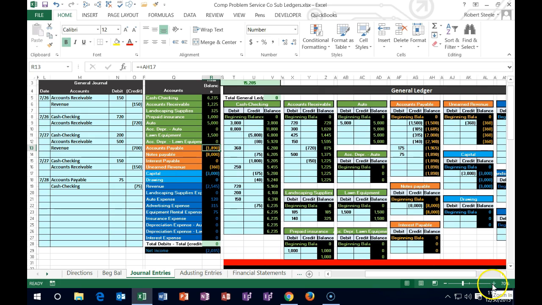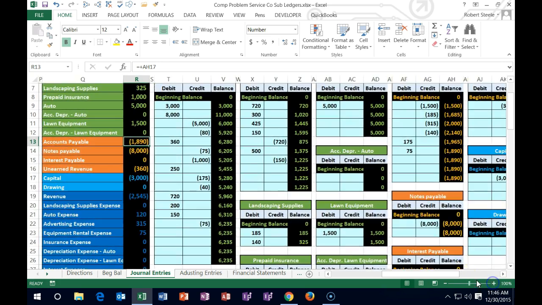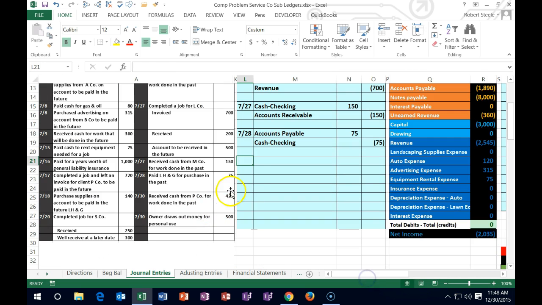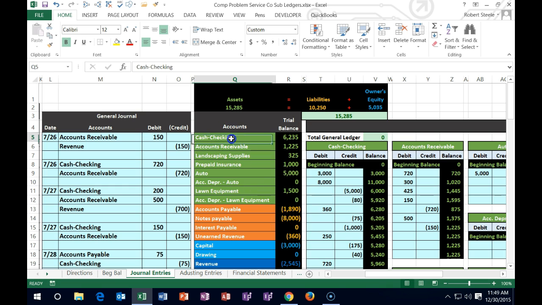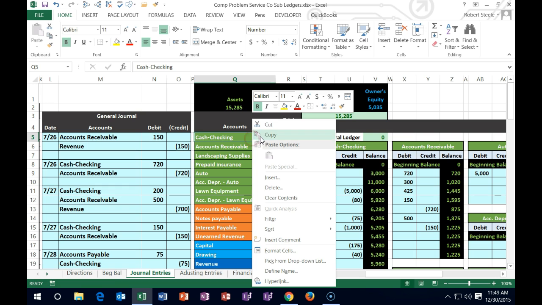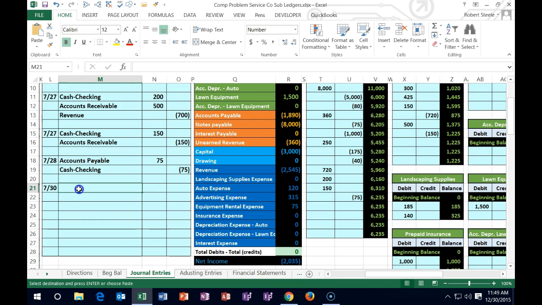All right, let's make this large again. Back up to 100. Next transaction is on 730, and it says we received cash from P company for work done in the past. All right, so is cash affected? Yeah, we received cash. Cash is a debit balance. We're going to make it go up by doing the same thing to it, which in this case would be another debit. So we're going to copy that, going to put that on top.